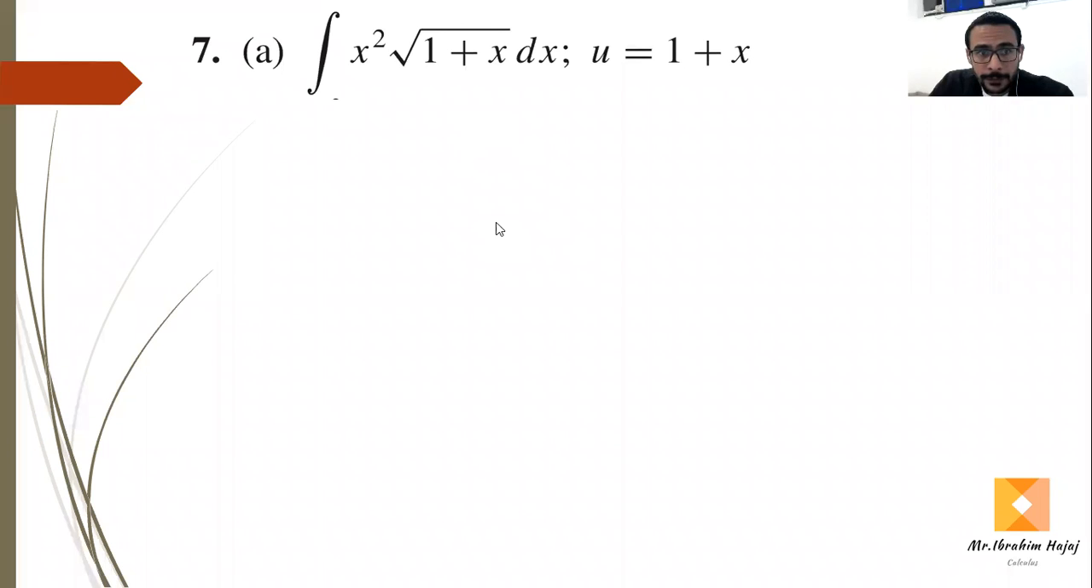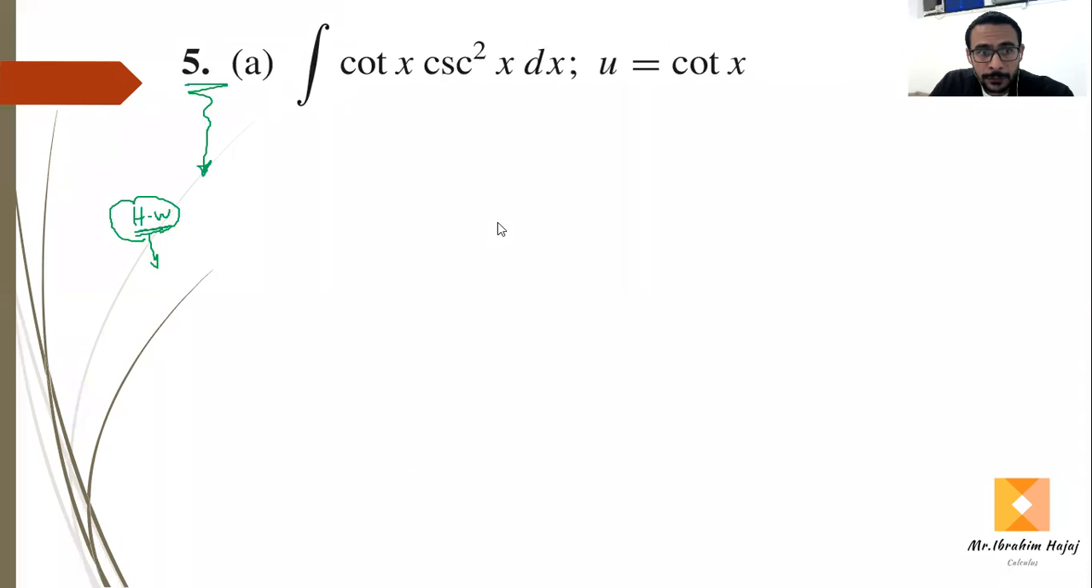Okay, so the first question in our homework 5, letter A, and it's clear here, guys, that we have to use u equals cotan x. Khalid, start solving the first question. Because u is cotan x, yes? And we have cosecant squared x.